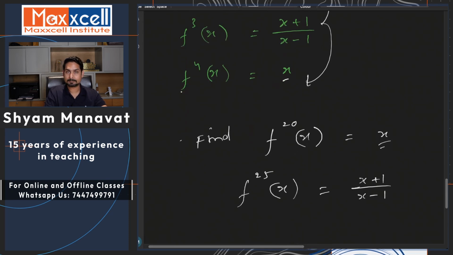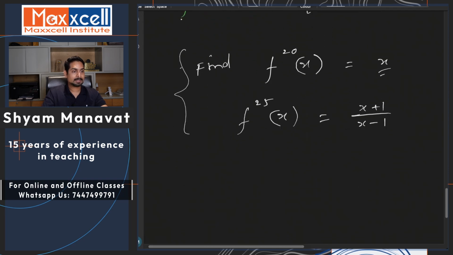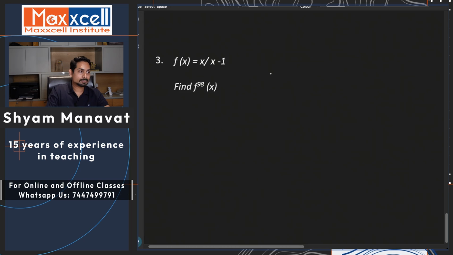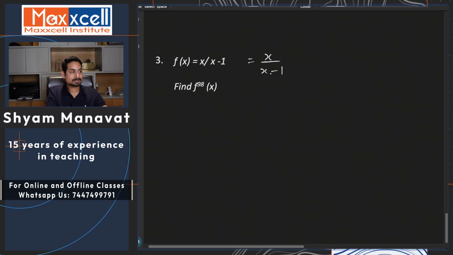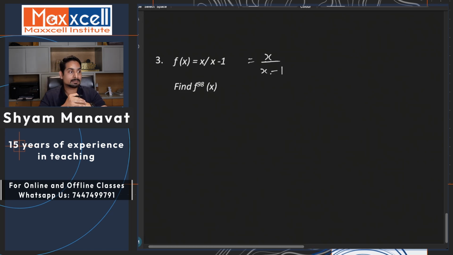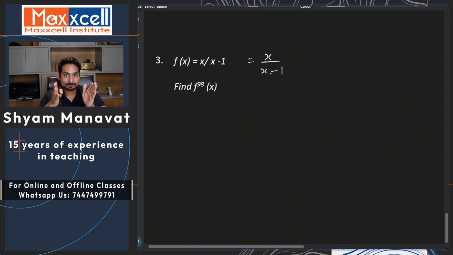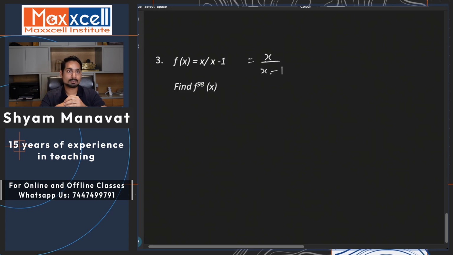Yeah, that's important. So, iterative function. Now I have a question for you. F of x is equal to x upon x minus 1. You need to find out the 98th iteration of this function. Will you be able to do that? Pause this video and try it by yourself. Since it is the 98th iteration, there has to be some sort of pattern or cycle followed, as we have seen in the previous question. Pause this video, try this out, and I will solve this with you right now.